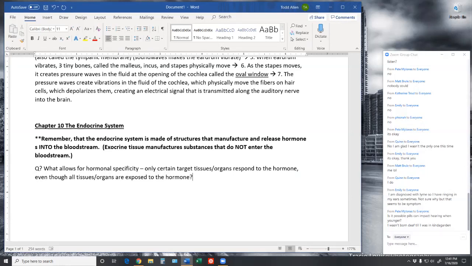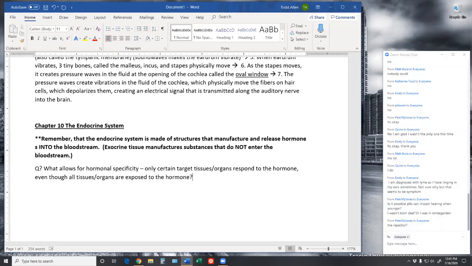Okay, if you've had a chance to read this chapter, I'm hopeful that you can answer that. If you have insulin in the bloodstream, why is it that certain tissues respond to it and others don't respond to it?